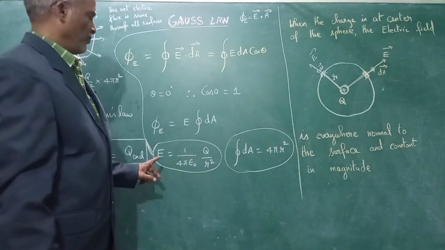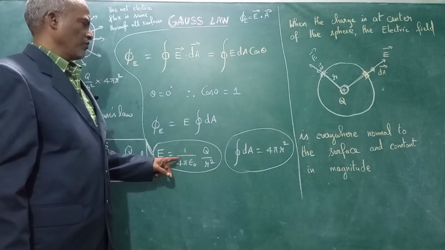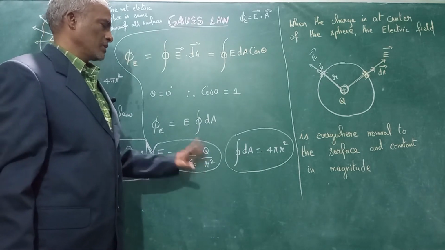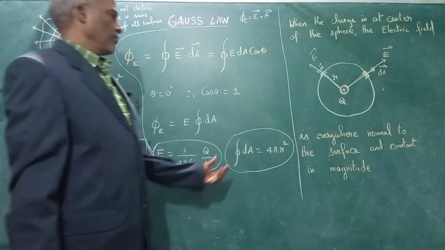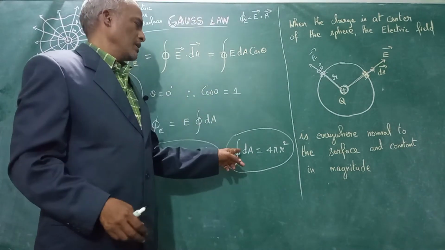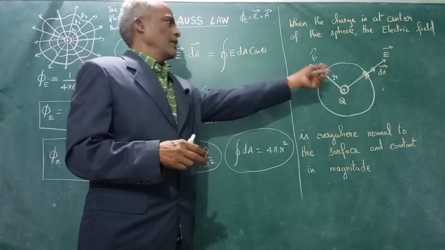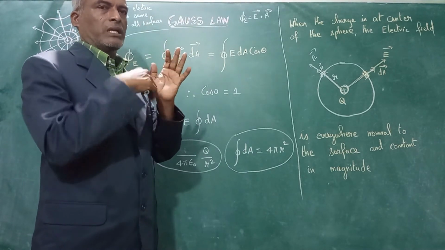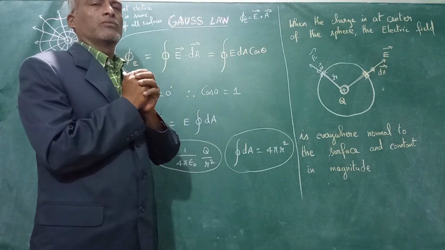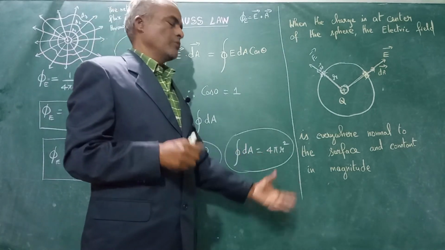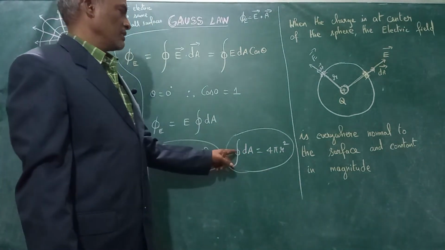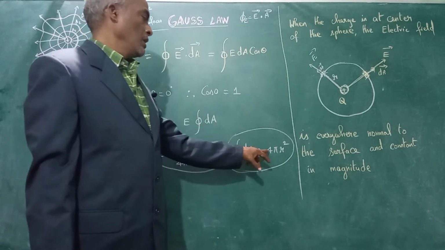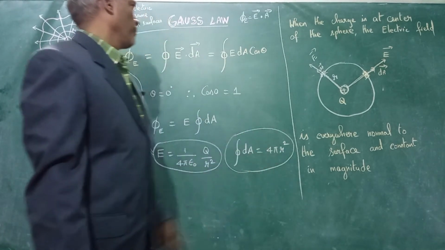Now we know the electric field is given by the formula 1 divided by 4 pi epsilon naught, q divided by r square. And the integral of the small area dA means you have to add all the areas. So finally, what will be the area of the sphere? The area of the sphere is going to be 4 pi r square. That is, the integral of dA over the closed surface, which is assumed to be spherical, is 4 pi r square.